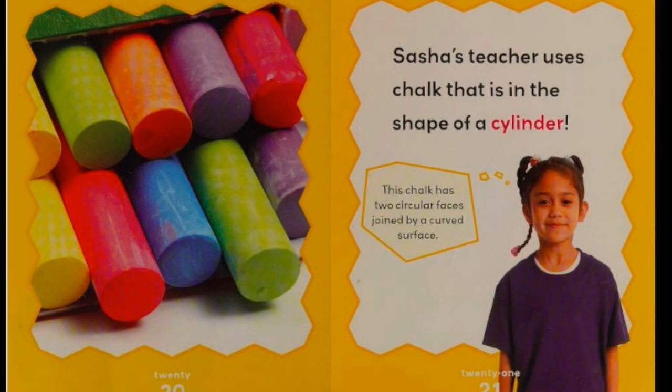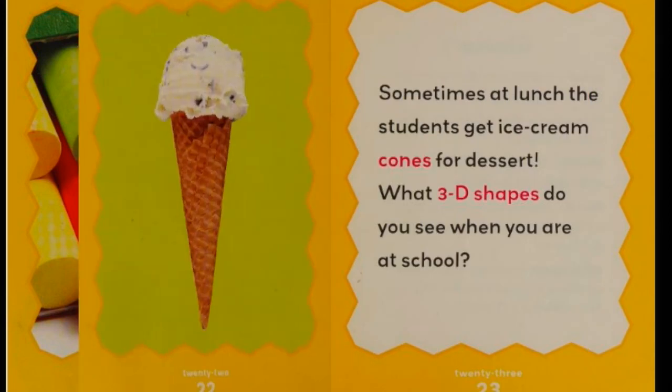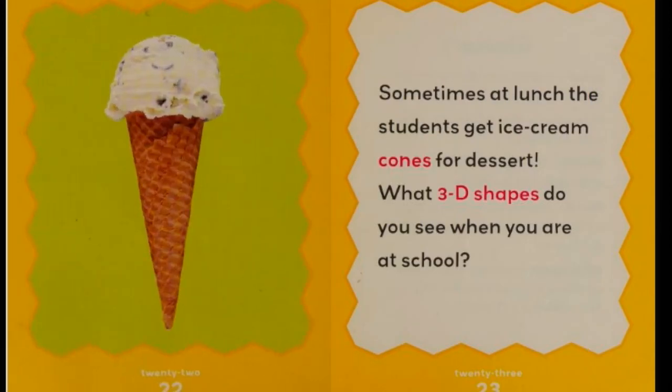Sasha's teacher uses chalk that is in the shape of a cylinder. This chalk has 2 circle faces joined by a big curved surface. Sometimes at lunch, the students get ice cream cones for dessert. Oh, that's pretty lucky. What 3D shapes do you see when you're at school or when you're at home? What 3D shapes do you see around you?